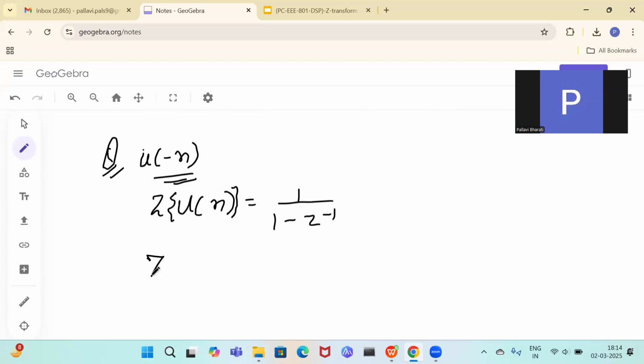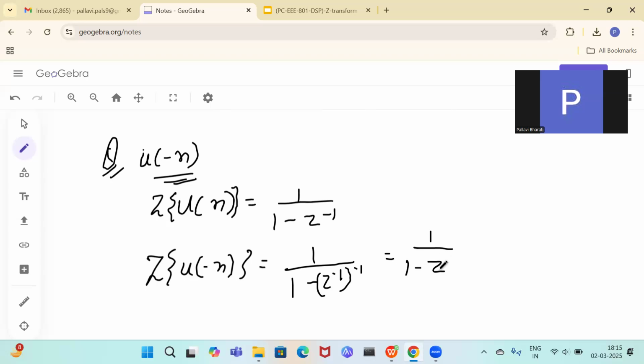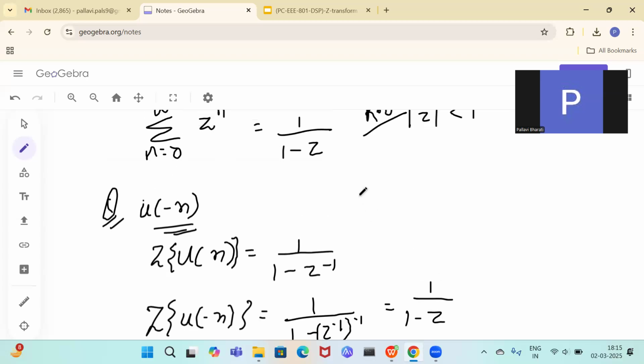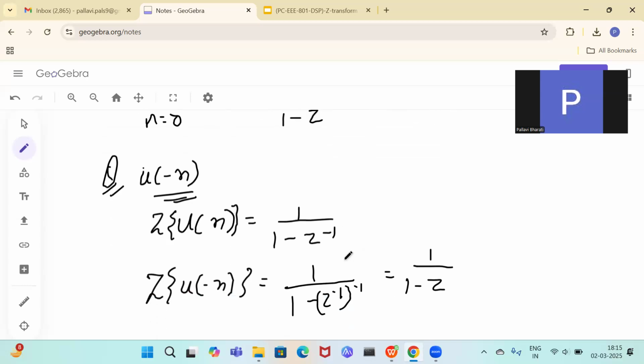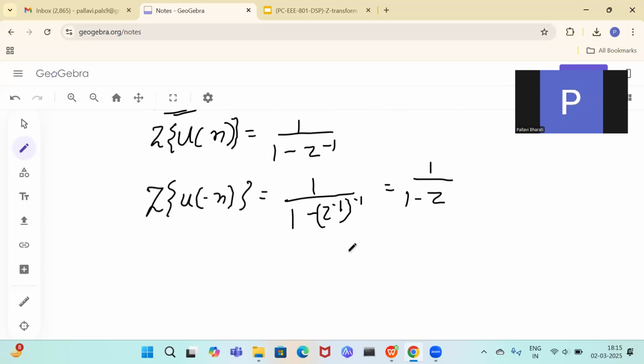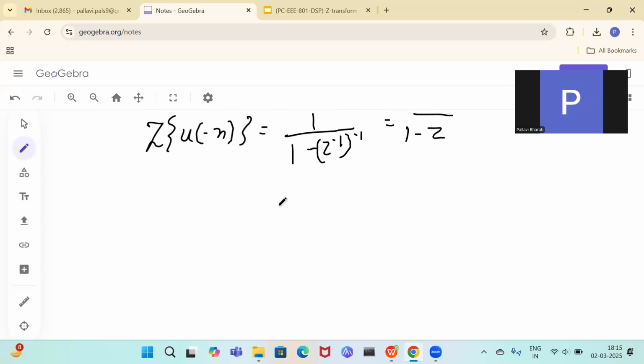By using the property of time reversal, if you find out the z transform of this one, what you need to do is, in the place of z, you need to write z to the power minus 1. So z to the power minus 1 whole to the power minus 1. What does that give you? 1 by 1 minus z to the power 1. So just see over here, it is 1 by 1 minus z. So by using the property, if you know the z transform of the basic signal already, then you can use the property and do it directly.